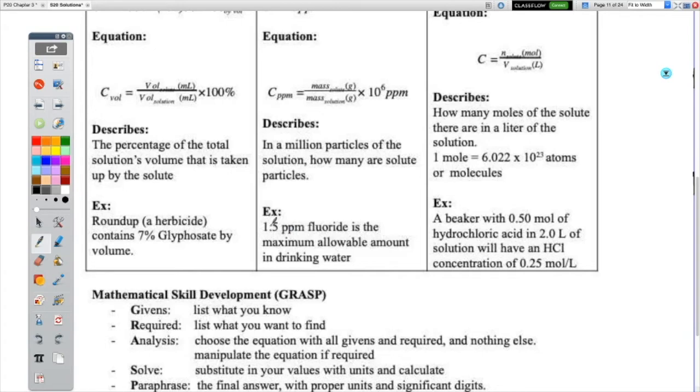That is the maximum allowable amount in drinking water. So you can see we're dealing with stuff in water, things that humans are going to consume, and a lot of humans are going to consume. So that's why they don't play around. With ppm, we need to be aware of very small concentrations. That's when we would use something like ppm, parts per million.